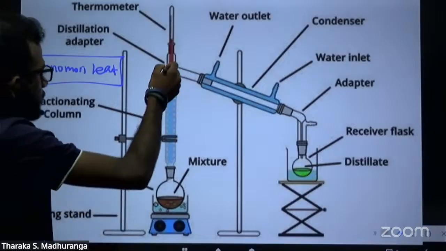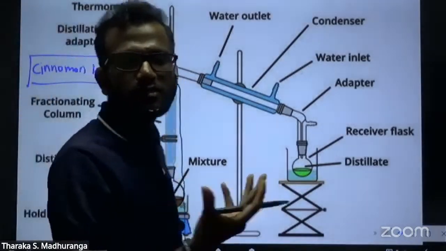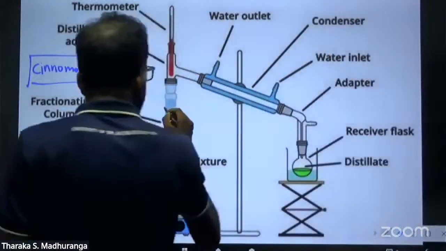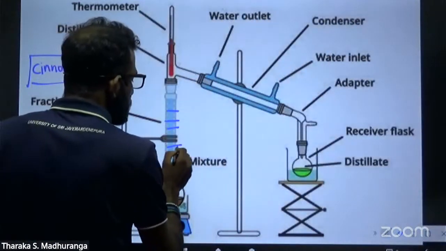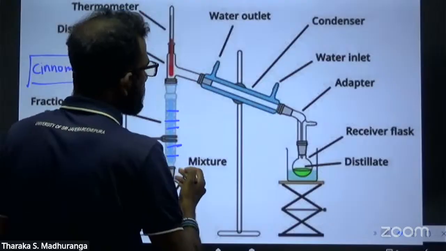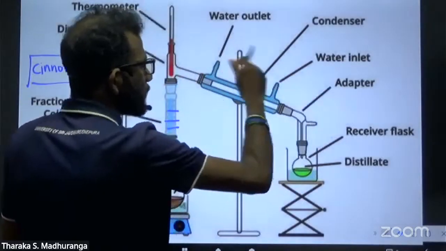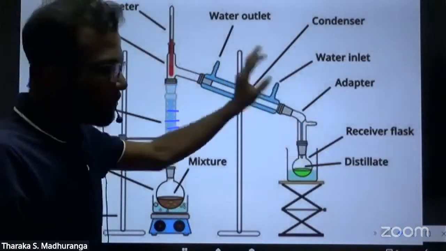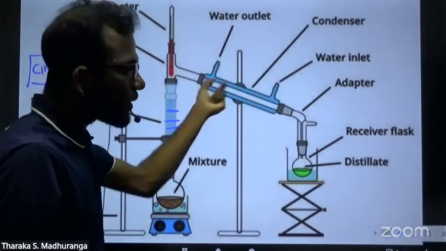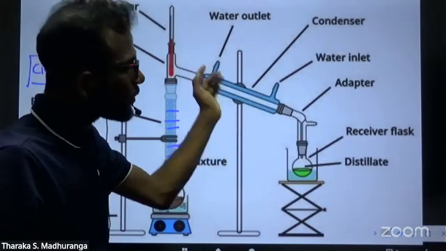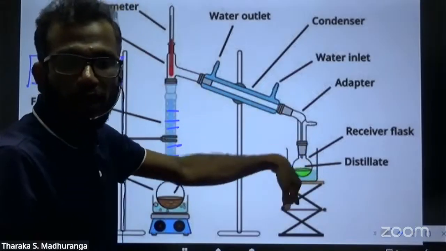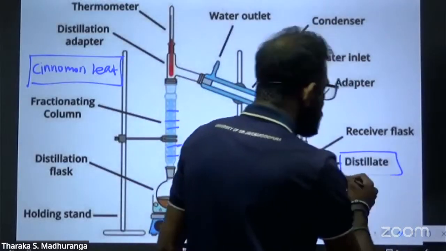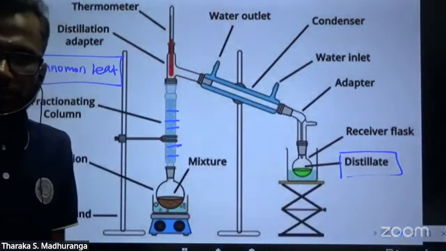The separation is the purpose of this fractionation column. According to the density, we can separate. After that, using a condenser or without a condenser, we can separate them. But in our case, we need to use a condenser because we need to get the crude product. This is the distillate. Finally, the crude product is the distillate.